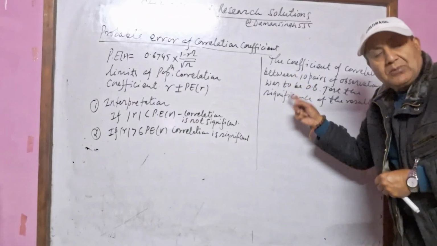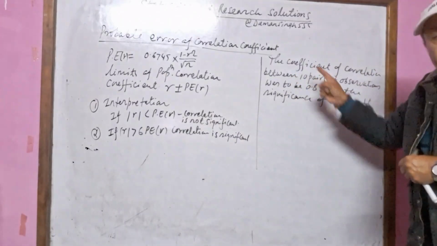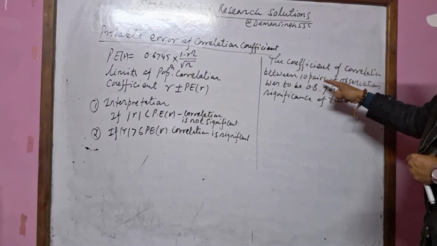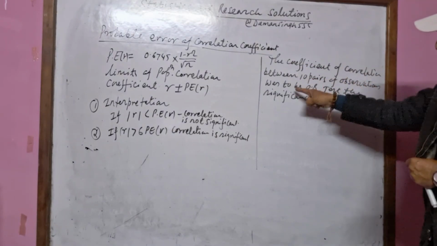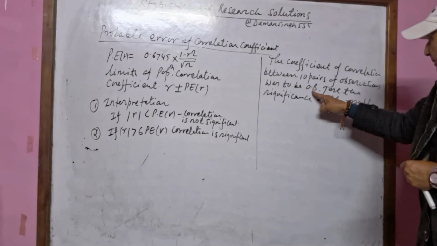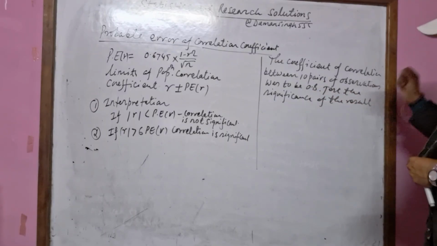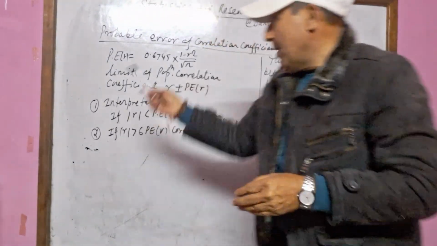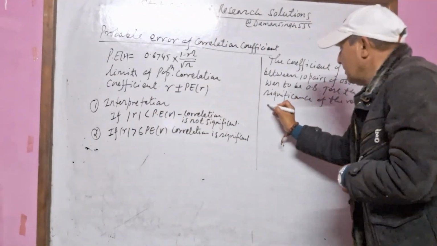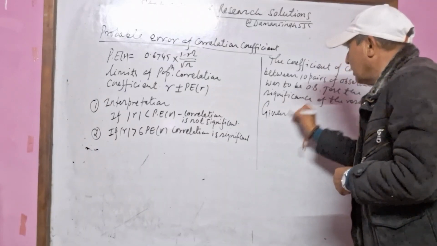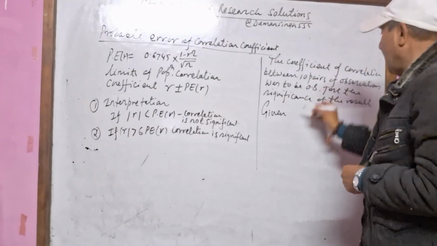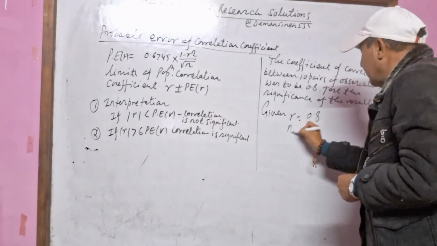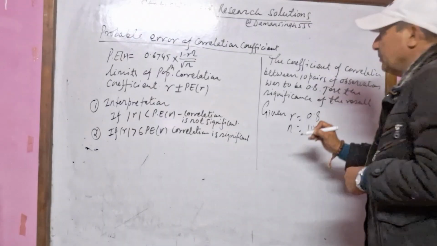Here one problem I am going to solve based on probable error. The coefficient of correlation between 10 pairs of observation was found to be 0.8. Test the significance of the result. This is given, so we have a formula here. At first, given: R is 0.8 and pairs of observation 10.